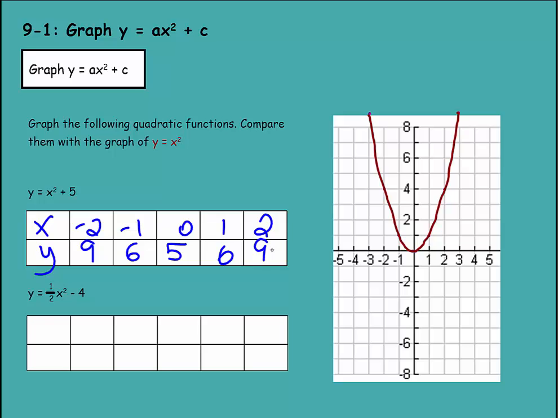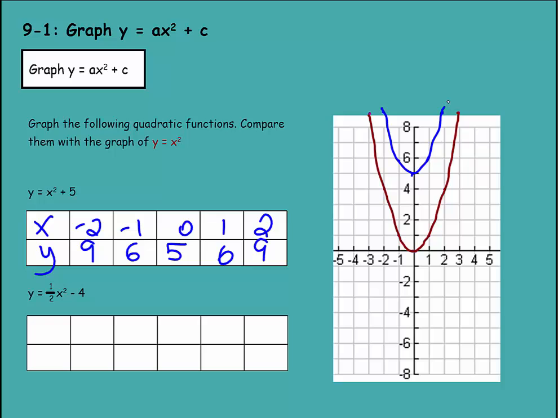So as I plot these out, I have negative 2 and positive 9 around there. Negative 1 and positive 6. 0 is 5. 1 is positive 6. And then 2 is positive 9. So here I'm going to graph my parabola.